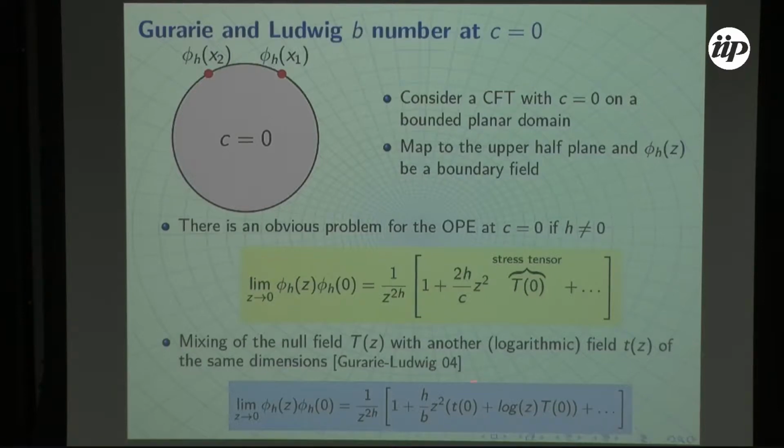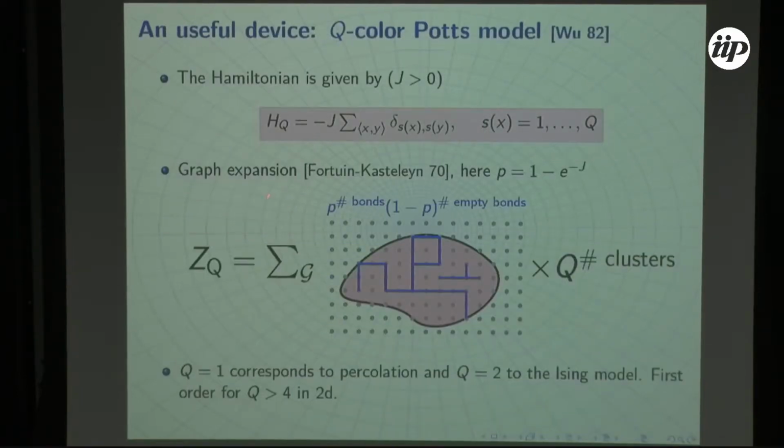In the example that I will show you, we'll calculate a 4-point function which has a meaning in percolation, and you will see that these logarithmic singularities pop up. It's unavoidable. Okay, so let me introduce the main device to calculate objects in percolation theory, which is the Q-Potts model. It was briefly discussed in the previous talk, but let me write the Hamiltonian.